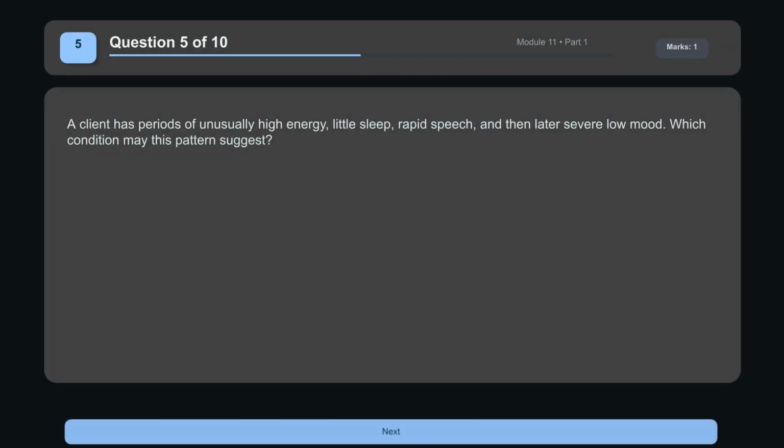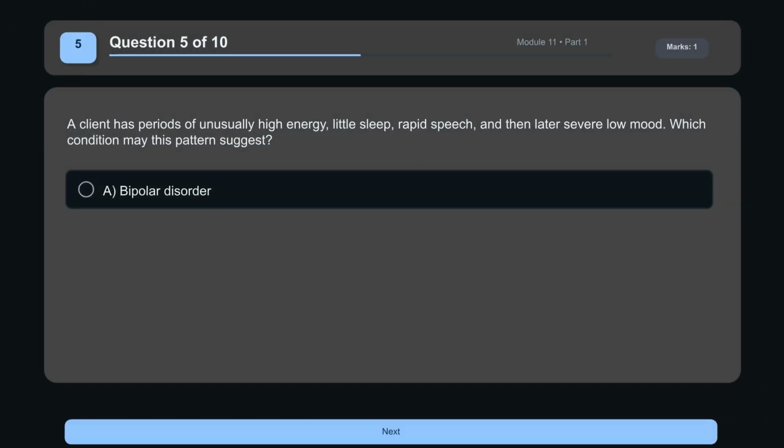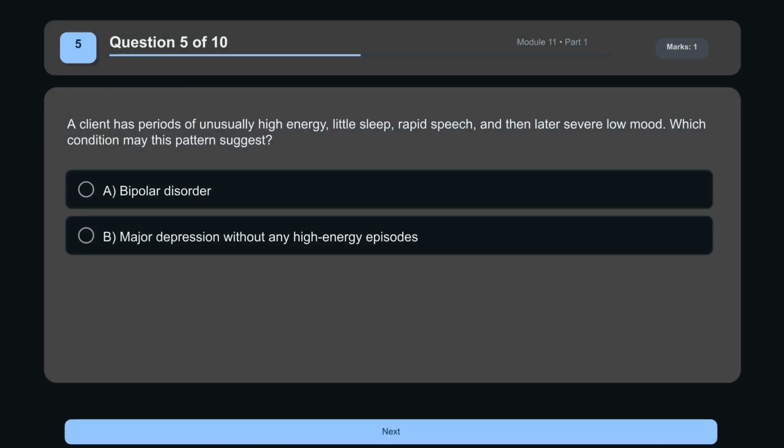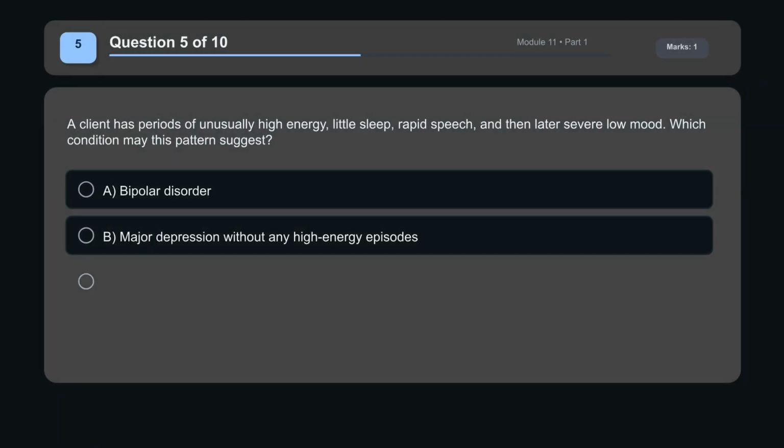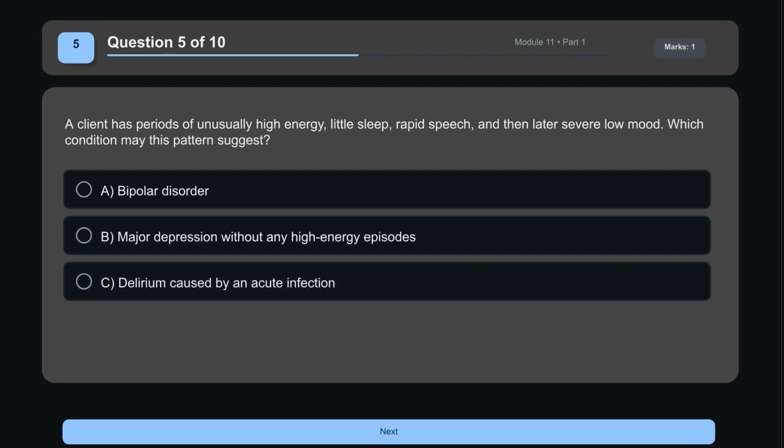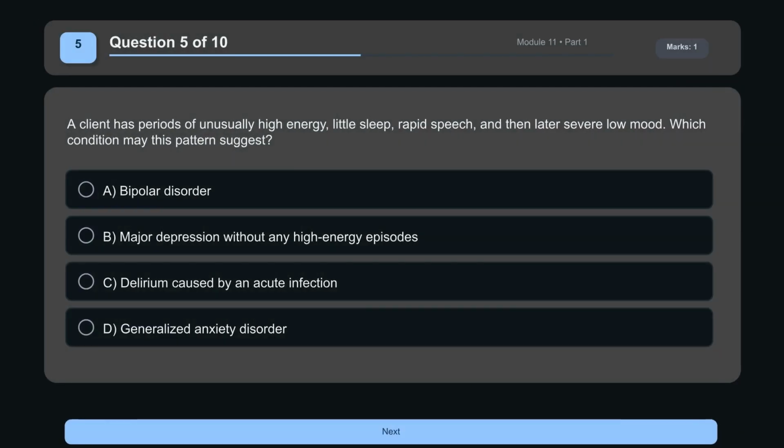Here is question 5. A client has periods of unusually high energy, little sleep, rapid speech, and then later severe low mood. Which condition may this pattern suggest? Option A, bipolar disorder. Option B, major depression without any high energy episodes. Option C, delirium caused by an acute infection. Option D, generalized anxiety disorder. Take a moment and choose the best answer.